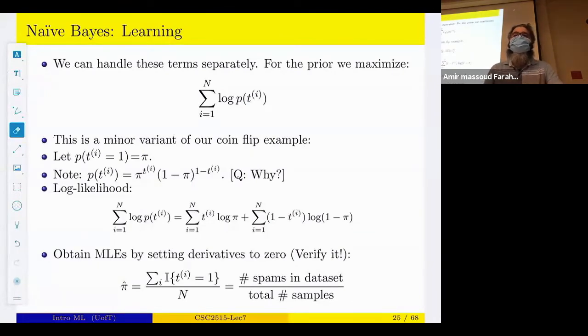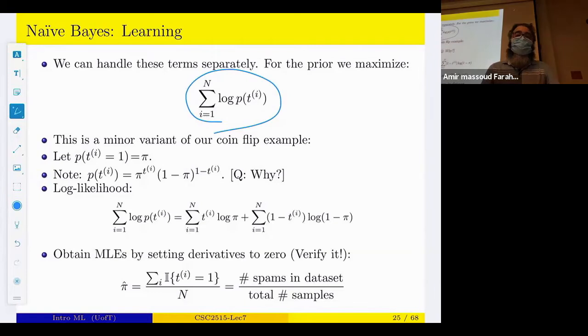So we handle each term separately. For the prior, we have to maximize the summation over data points of log of the prior. So this is very similar to what we had for the coin flip example. We used pi for the probability of Ti, or any T, being 1. So the prior is the same for all data points, of course. All of these parameters are the same because we have the assumption that the distribution is identical. The distribution of the first sample is the same as the distribution of the last sample.